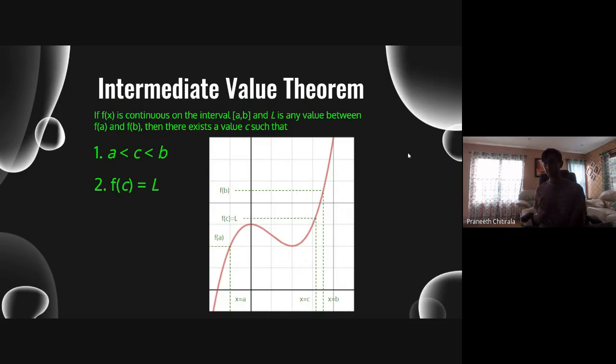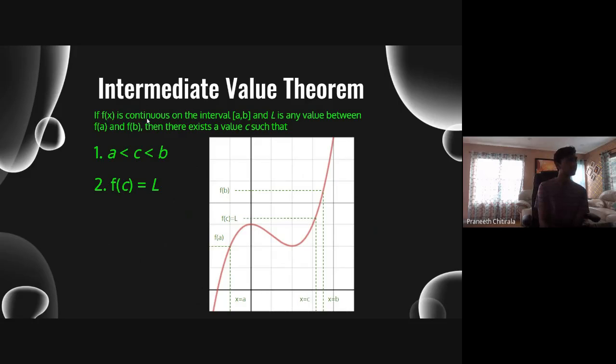Now I'm going to talk about two important theorems for calculus. The first one is known as the intermediate value theorem. If the text is green, that means I'm going to introduce a certain theorem, and if it's yellow, it's going to be an important fact.